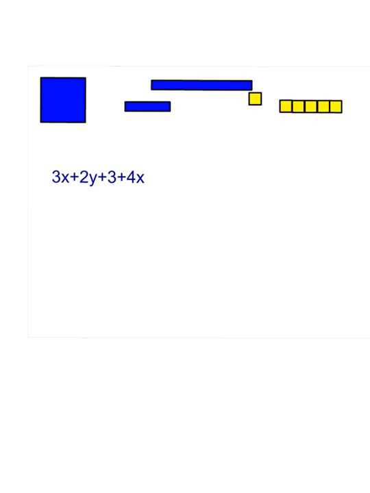Okay, so write this expression down. Because what we want to do with this expression is simplify it by combining like terms. So go ahead and write down 3x plus 2y plus 3 plus 4x. Now this one's fairly simple because it's all addition, which means we can use the commutative property.